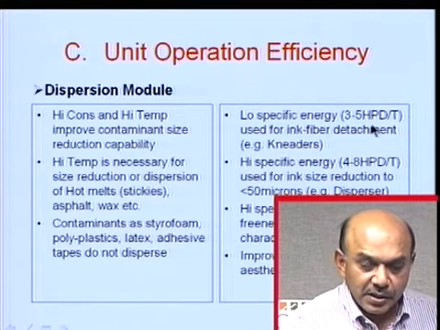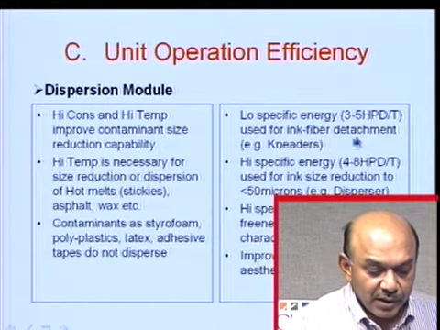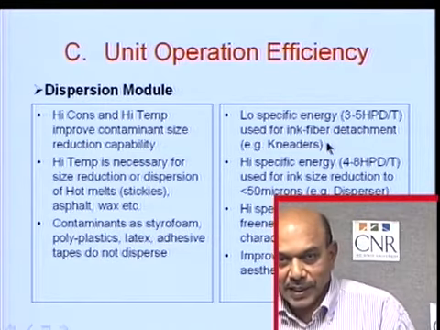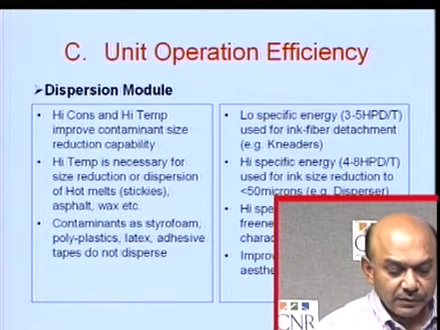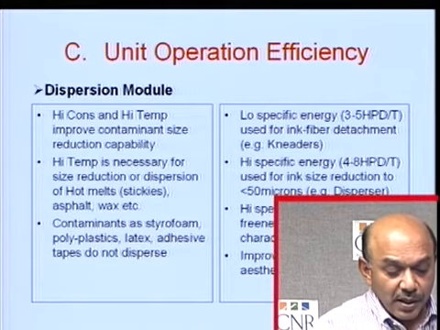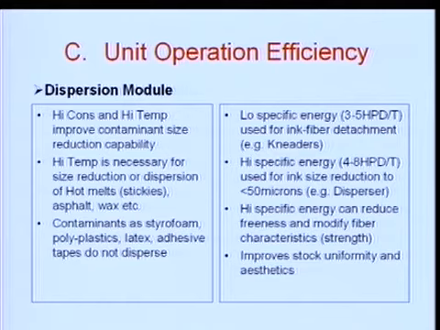And here low specific energy is the operating condition used for ink fiber detachment. This is in the kneaders, where it's like dough mixing and we are just rubbing fiber to fiber. Low energy is enough for ink to fiber detachment. That's all we are trying to do. In high specific energy dispersion modules, we are trying to disperse the contamination and reduce the size to lower than 50 microns. Lower than 50 microns, why? Because that's where the human eye distinguishes between what you can see and what you cannot see. So the whole point of doing dispersion is so that any ink or other contamination left in there cannot be seen by the human eye.